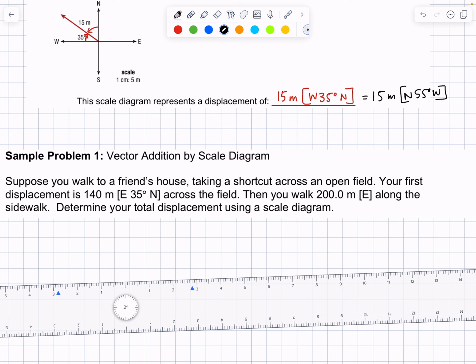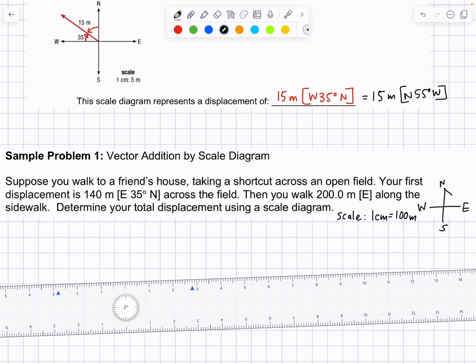When using a scale diagram, you need to first establish your coordinate system, north, east, south, and west, and then come up with a scale that allows you to draw all of the vectors efficiently on the size of paper that you have. In order to do so, my scale will be 1 centimeter equals 100 meters.